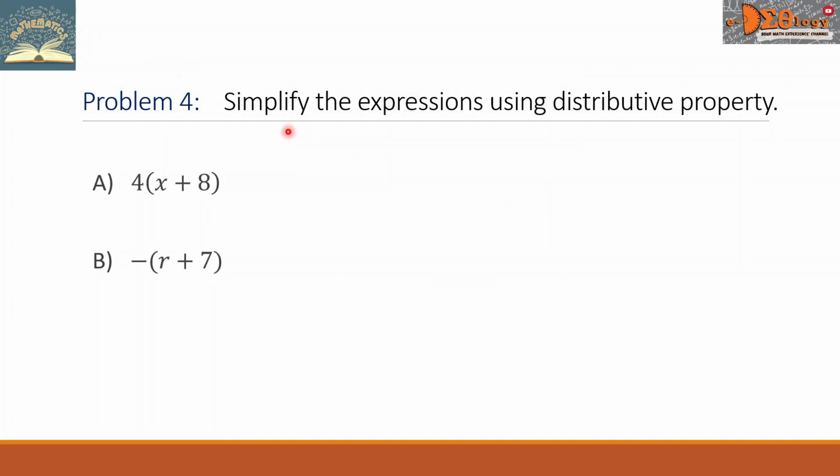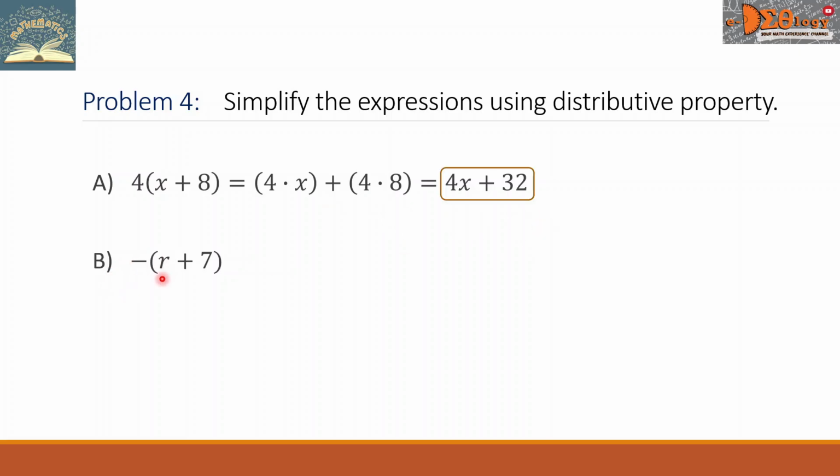Problem 4. Simplify the expressions using distributive property. Let's begin with expression A, 4 times the quantity x plus 8. By distributive property, we're going to multiply this 4 to x, and then plus, we multiply 4 by 8, just like this. Then we combine together. 4 times x is 4x, and then plus 4 times 8 is 32.